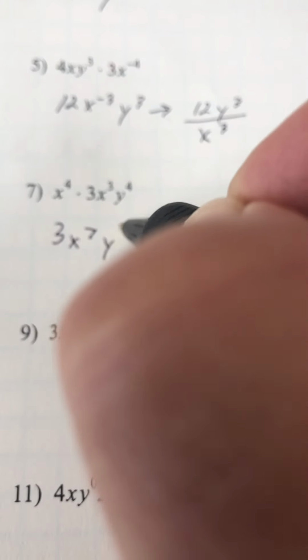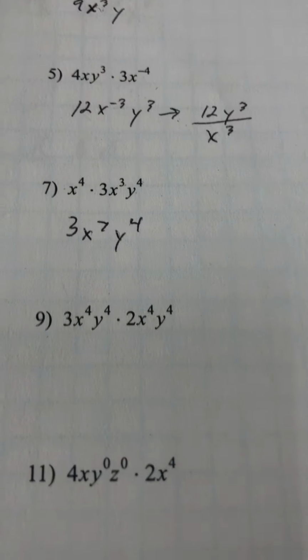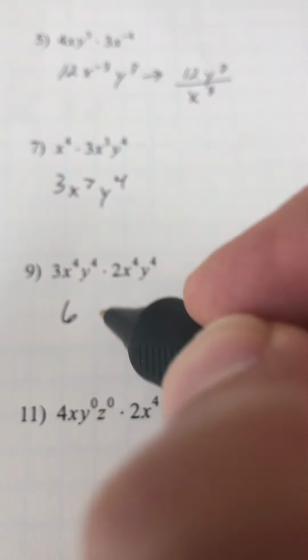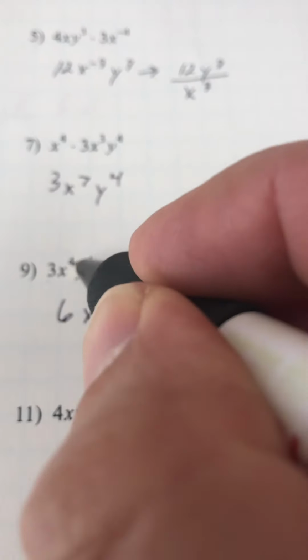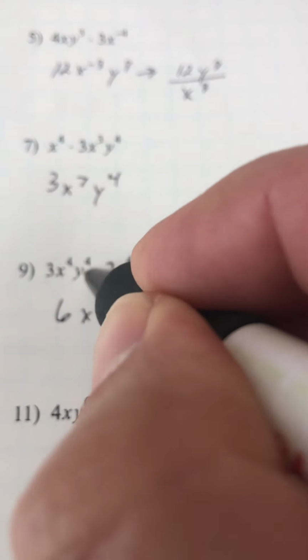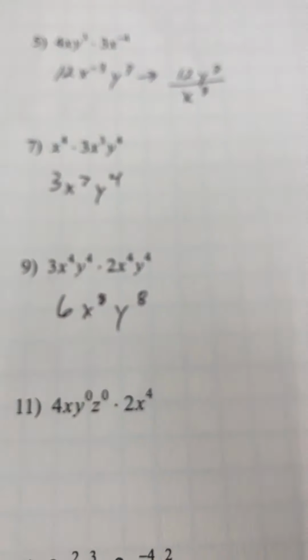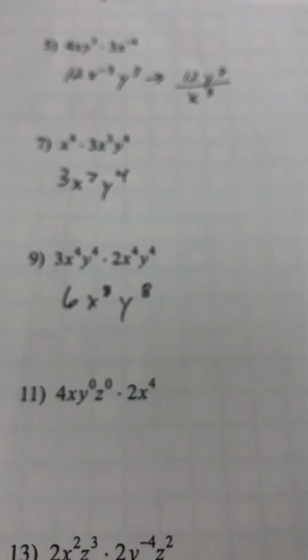This one right here, I have 3 times just 1, so it's going to be 3. And then I'm going to go with my x's. 4 plus 3 is 7, and y to the 4th. Don't forget about that. Here I have 3 times 2 is 6. Then my x's, I have 4 plus 4 is 8, and y, 4 plus 4 is 8. Looks good.